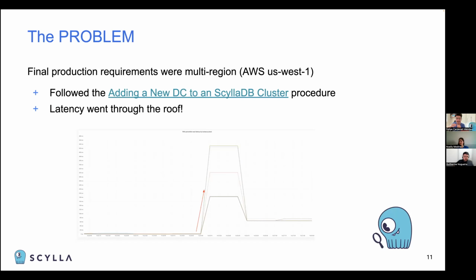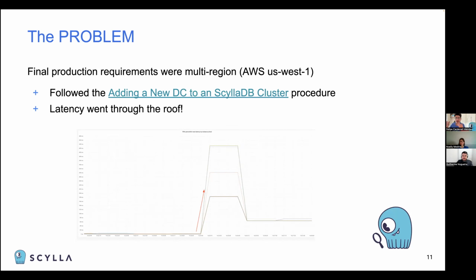And what happened is that it turns out that the actual production deployment was a multi-region one. And during their tests, we had only tested their application within a single region. So in order to fulfill the requirement of going multi-region, we simply added a new data center to their ScyllaDB cluster. And what happened after was very interesting, to say the least.